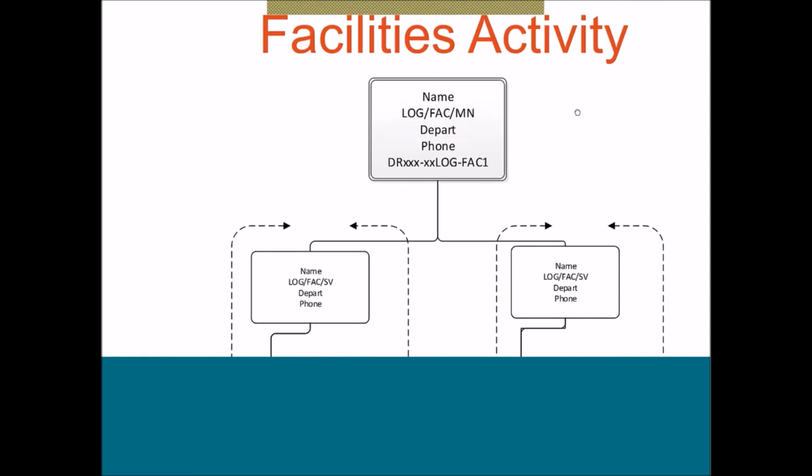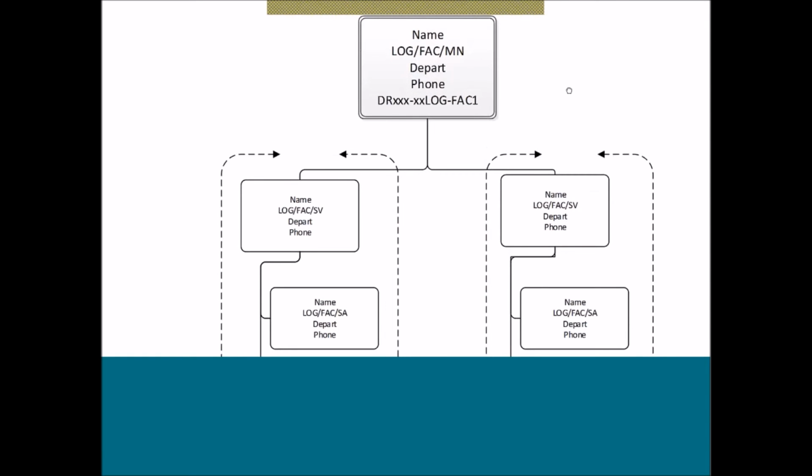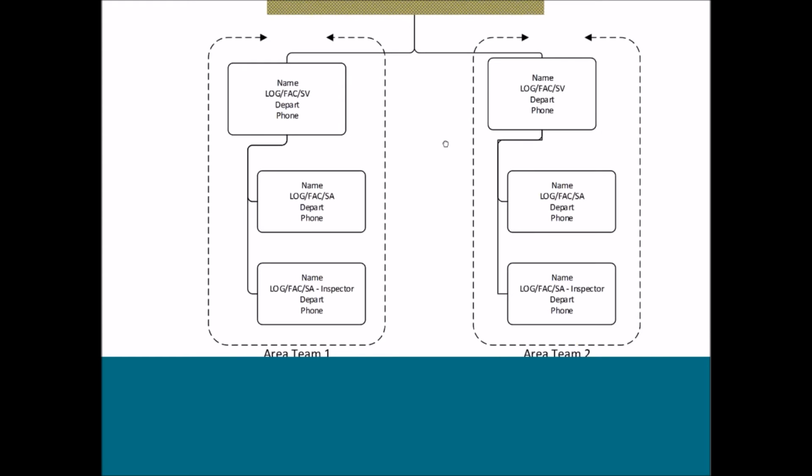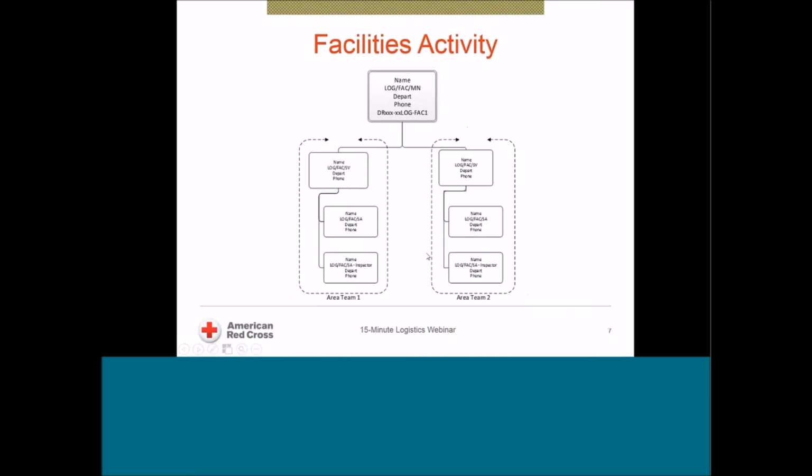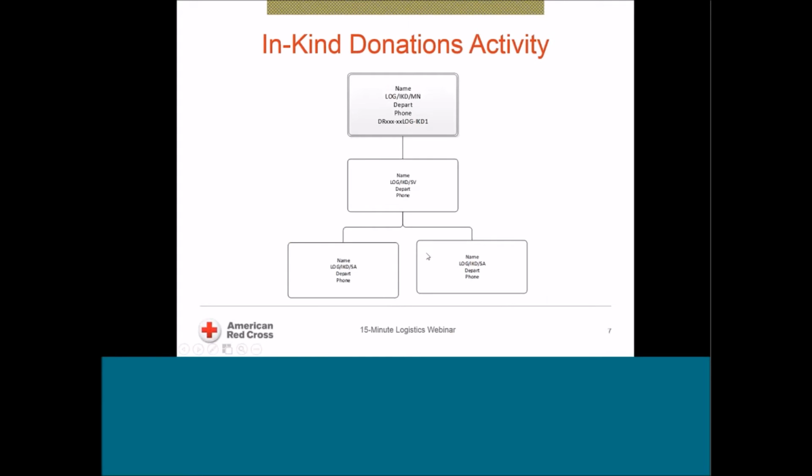So that's the facilities territory headed up by a manager, and then different teams. And typically a team would be made up of 3 people, a supervisor, a service associate, and a service associate who does the inspections and things. So let's go to the next chart, which is in-kind donations.